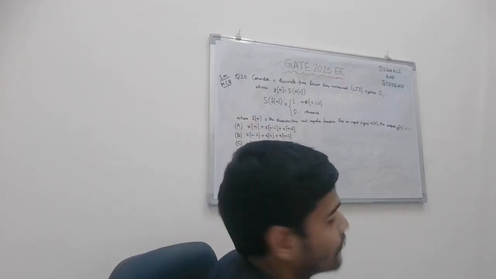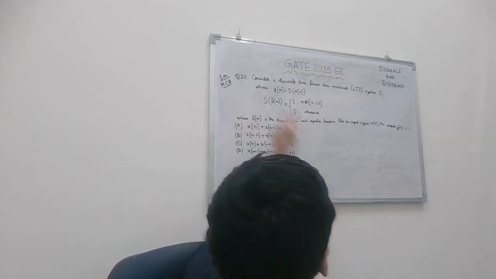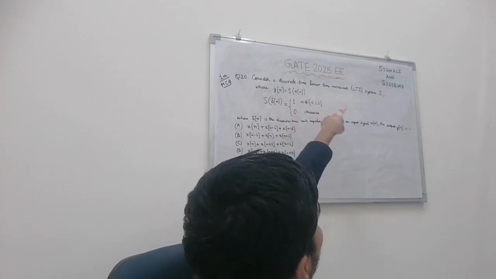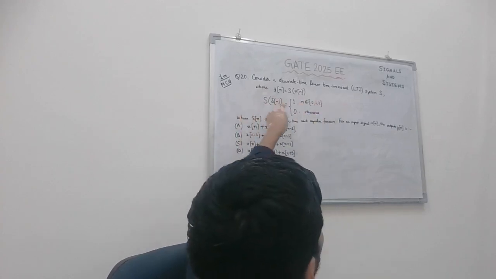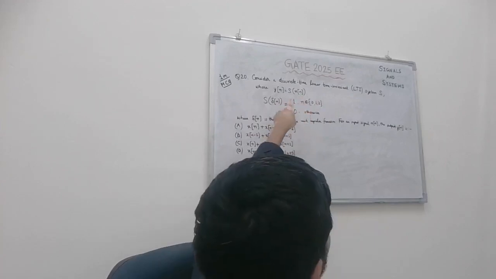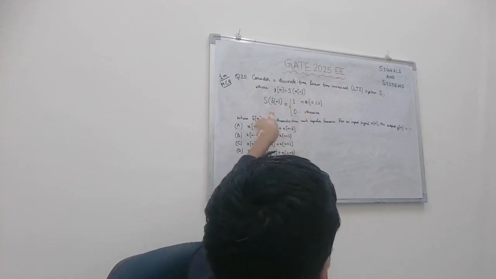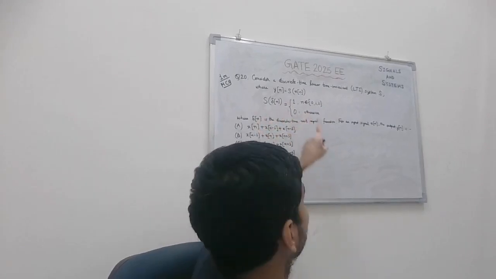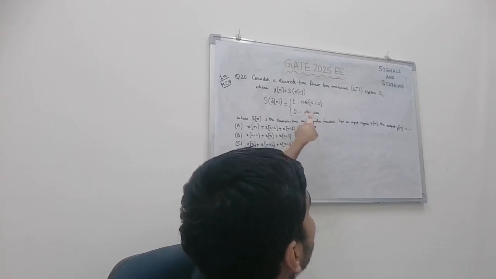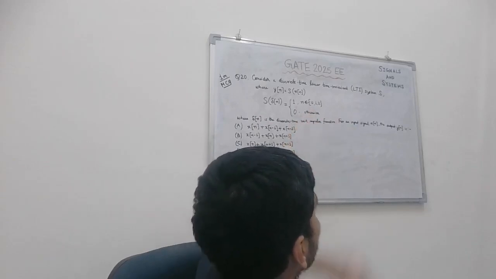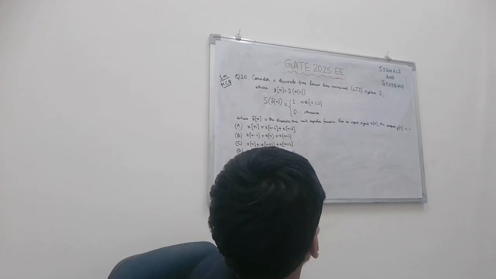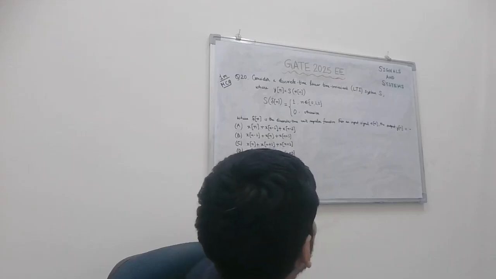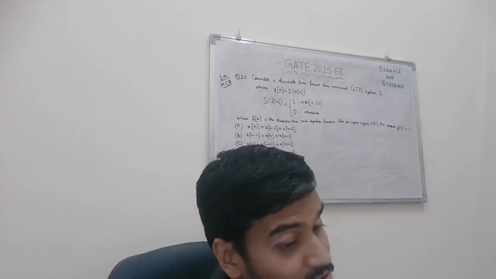1 mark MCQ type. And the question goes like, consider a discrete time linear time invariant LTI system S where y of n equals S of x of n. S of delta n is given as 1 for n equal to 0, 1, 2 and 0 otherwise, where delta n is the discrete time unit impulse function.